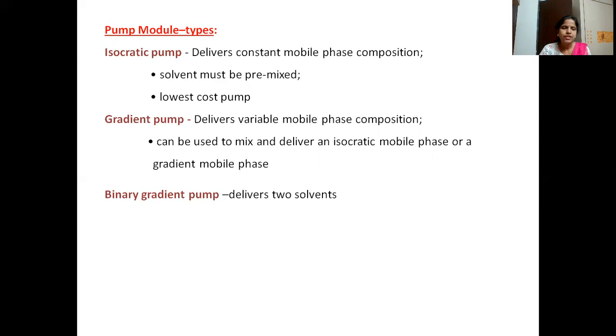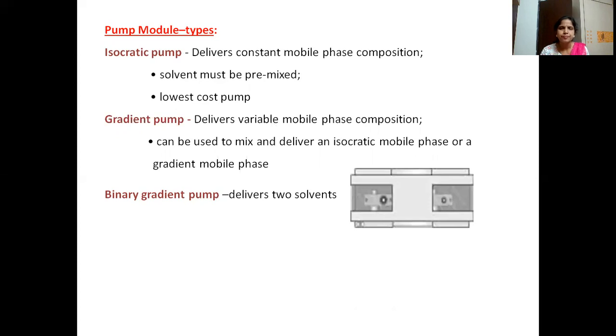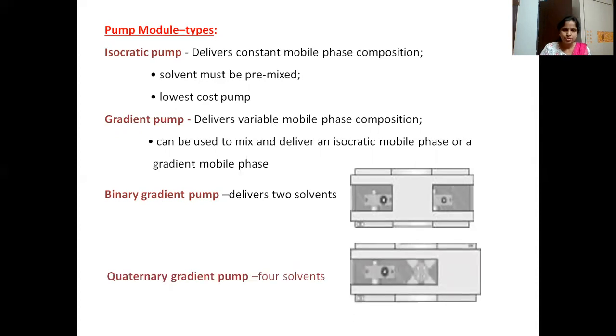In this gradient pump, we have two types: binary gradient pump and quaternary gradient pump. A binary gradient pump delivers two solvents. So two solvents can be delivered at a time, and we can change the composition of one of the solvents also. Whereas in a quaternary gradient pump, 4 solvents can be used, and we can also change the composition of any particular solvent during the experiment. So an isocratic pump is for maintaining the same mobile phase composition throughout the technique, whereas a gradient pump is mainly used to change the mobile phase composition.